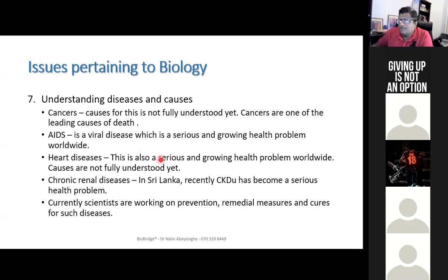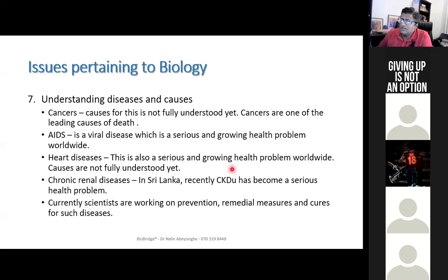Heart diseases. This is also a serious and growing health problem worldwide. Causes are not fully understood yet, as they say, right? Then there is something which is happening in the North Central Province. There is a kidney disease, chronic kidney disease of unknown origin.